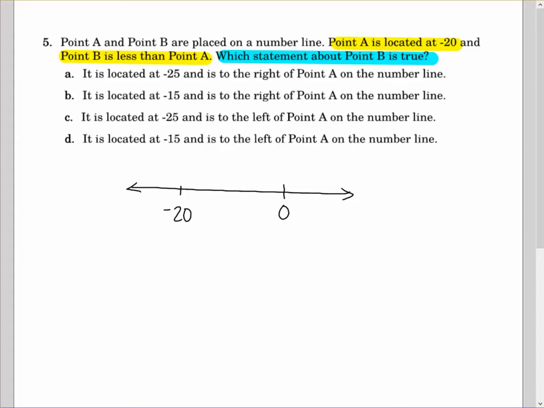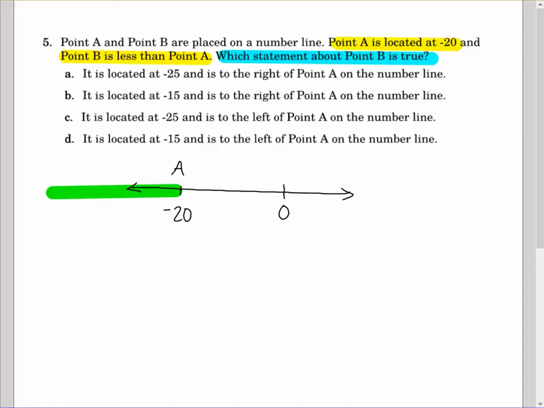So let's see. It says point B is less than point A. Point B has to be less than point A. So we should be thinking, is it on the right or left of point A? Right? We don't know where it is, but we know it's got to be to the left because point B is less than point A. So just to show you with my highlighter, we are looking for a number down this way, all right? Because these numbers to the left would be less than -20. So which statement is true about point B essentially?